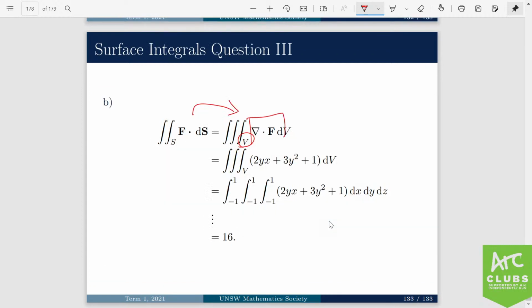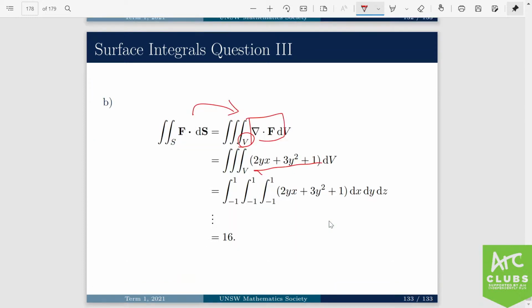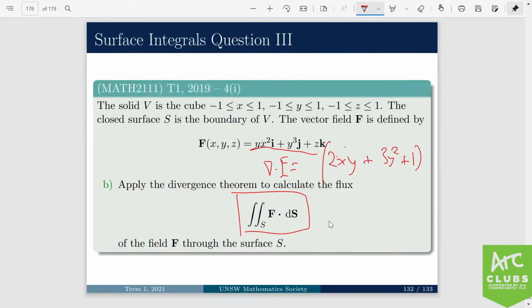So del dot F, if you remember, that's the divergence. So you take the sum of the derivatives essentially. Wait, I should stop switching too quickly. So differentiate the first component with respect to x, that's 2xy, plus differentiate this with respect to y, 3y squared, and differentiate that with respect to z, 1, and that's what we get when we apply our divergence, like so. And now we need to integrate it.